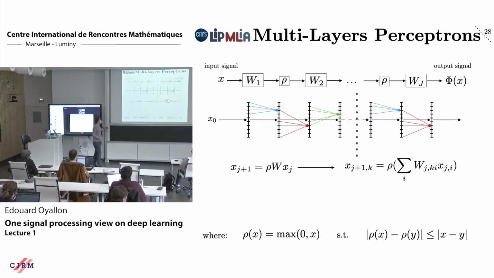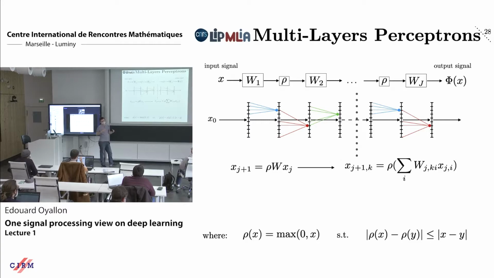Throughout the talk I will use almost the same notation. For me, ρ is systematically a pointwise nonlinearity. I don't put parentheses because I view it as an operator. W will be some linear operator. You see here the explicit formula, but that's basically just a matrix multiplication. And you can notice that the nonlinearity which is used will in general be contractive, non-expansive to be precise.